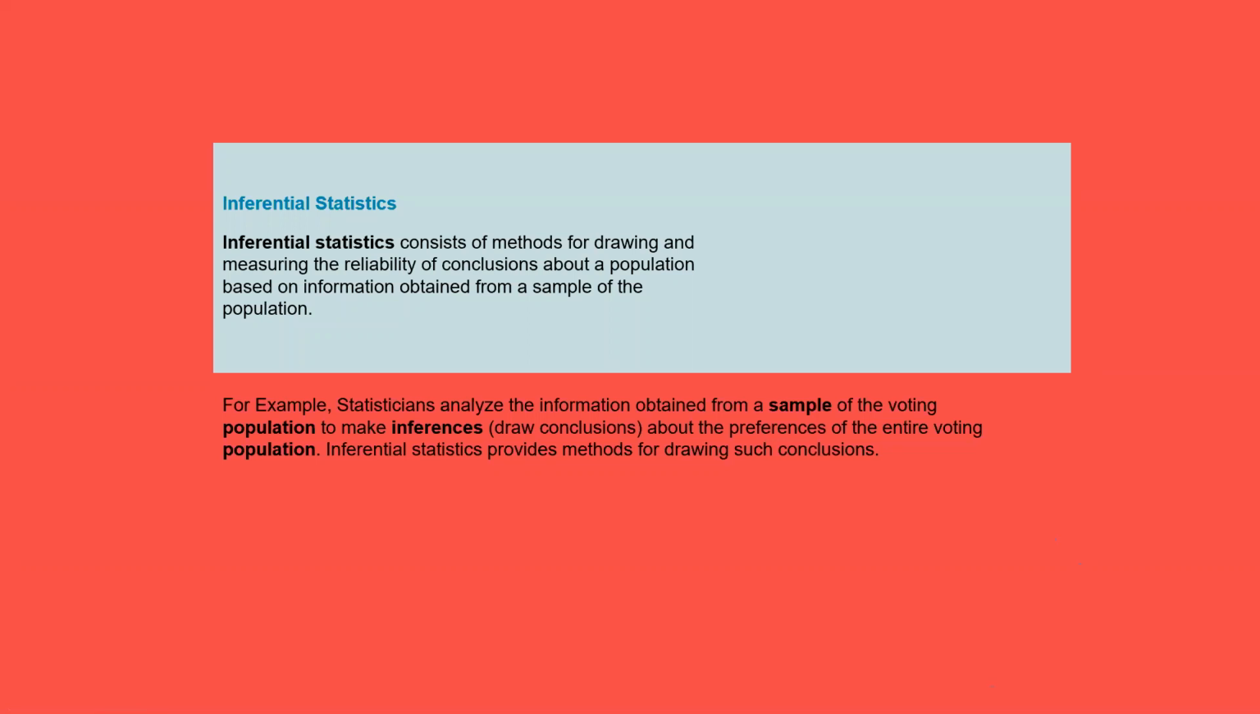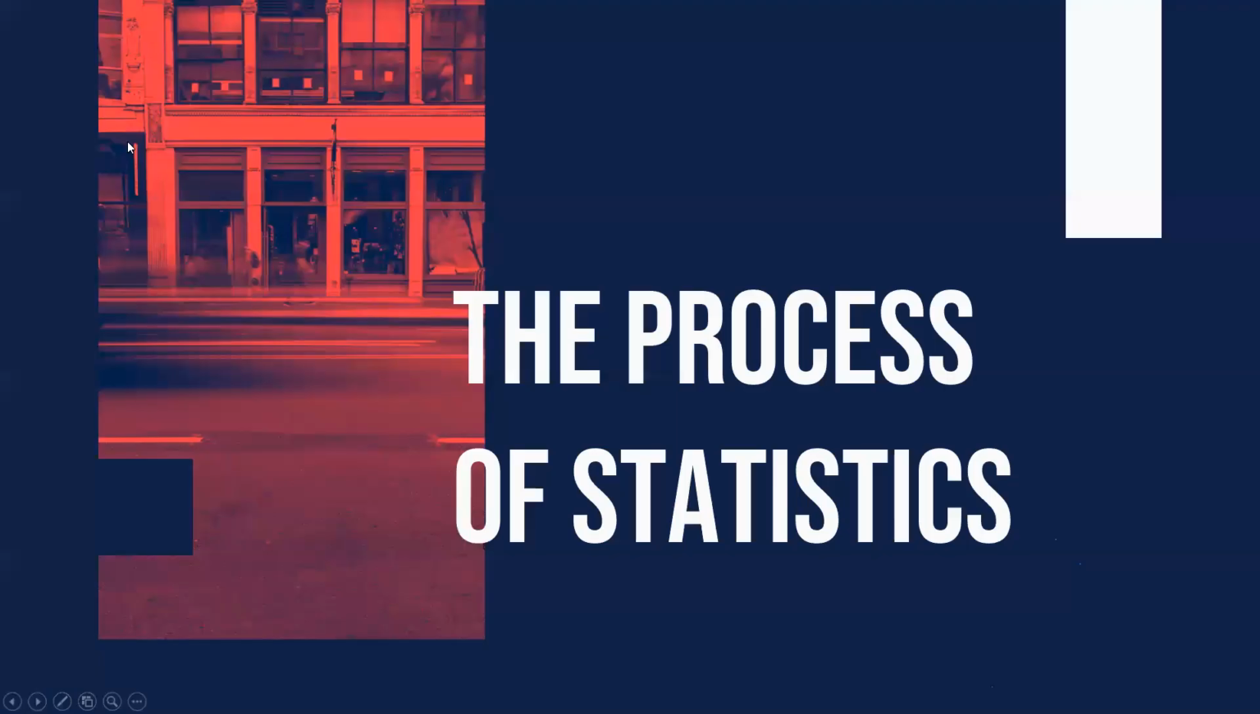This consists of methods for drawing and measuring the reliability of conclusions about a population based on information obtained from a sample from the population. This is what exam number 4 is based on. It's the last topics we cover. It tends to be the most advanced topics, but if you come to class every day and pay attention, by the time we get there, it'll be a really, really straightforward topic.